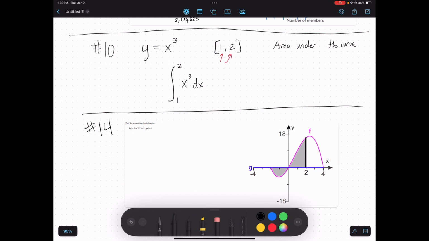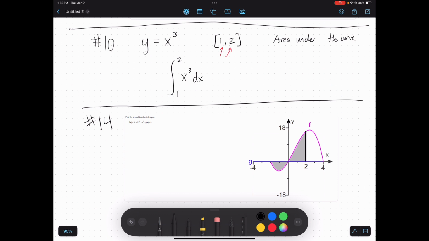The next problem we're going to go over is number 14. So this is area of the shaded region, similar to what we did in number 10, but this one's a little tricky because if it's asking specifically for area, how do you think it wants me to count this area right here? It wants me to count it as positive area.